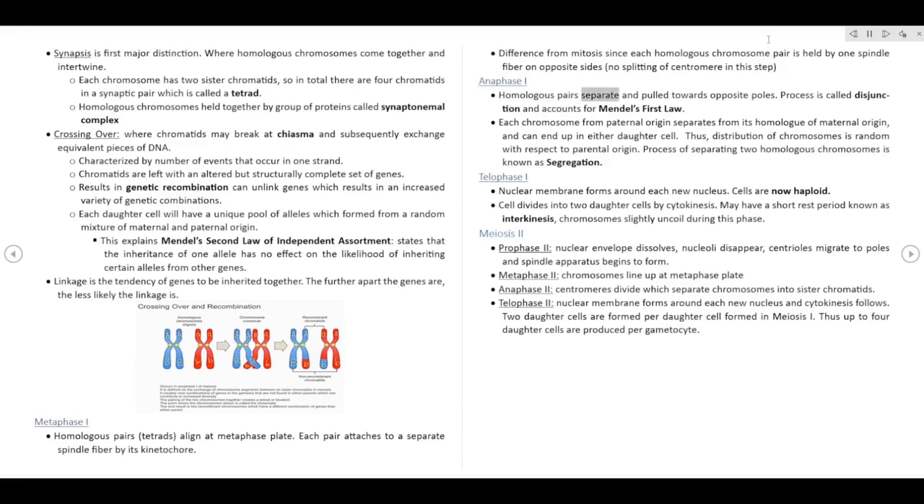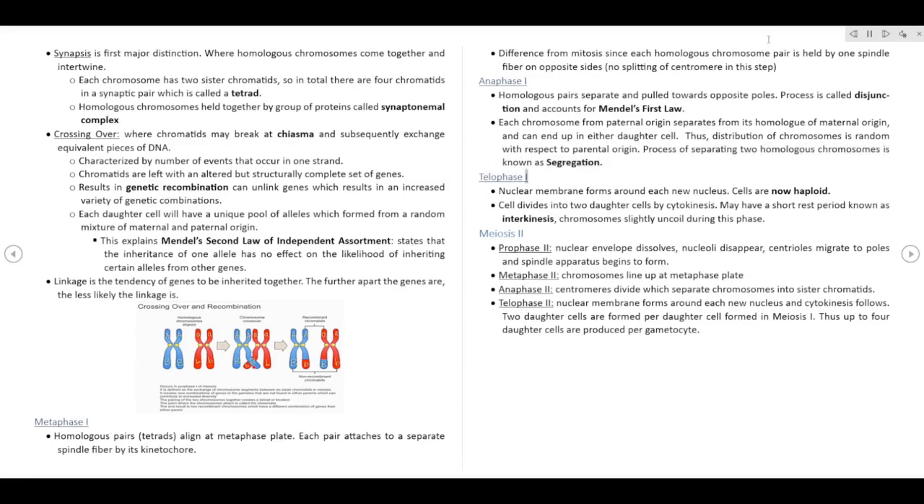Anaphase I. Homologous pairs separate and are pulled towards opposite poles. This process is called disjunction and accounts for Mendel's first law. Each chromosome of paternal origin separates from its homologue of maternal origin, and can end up in either daughter cell. Thus, the distribution of chromosomes is random with respect to parental origin. The process of separating 2 homologous chromosomes is known as segregation.